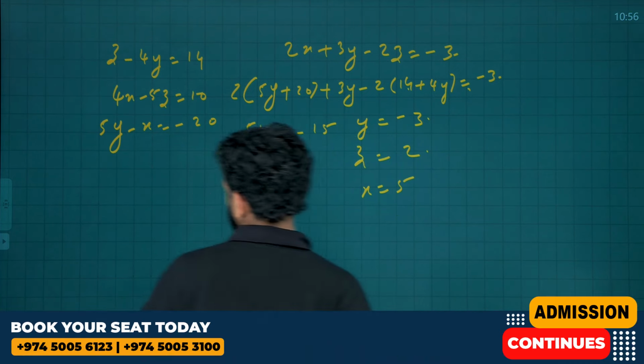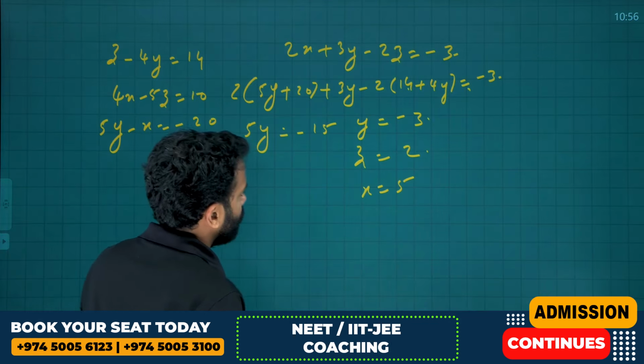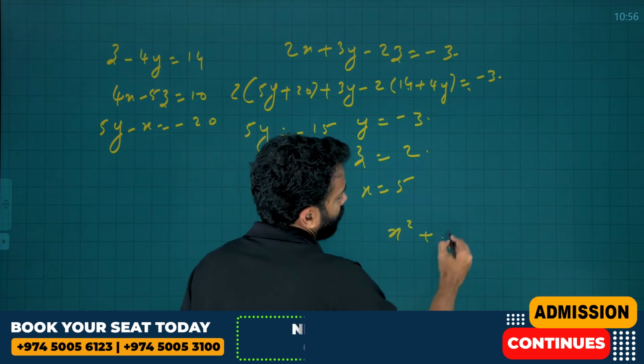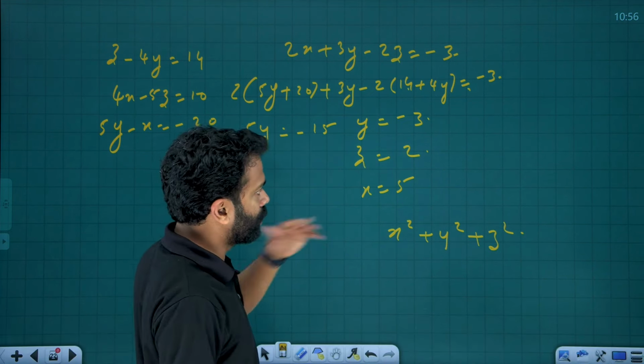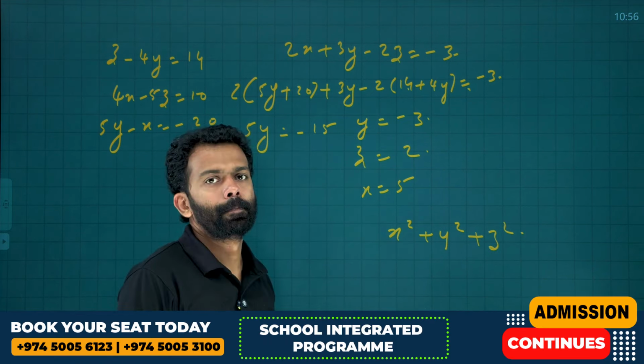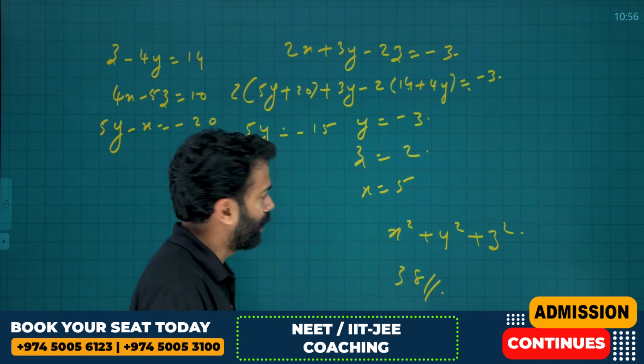You need to find the magnitude of C squared, right? Just square and add all of this, that is x squared plus y squared plus z squared, that is 25 plus 9 plus 4, that is 38. So 38 is the final result for this one. I hope you got the idea here.